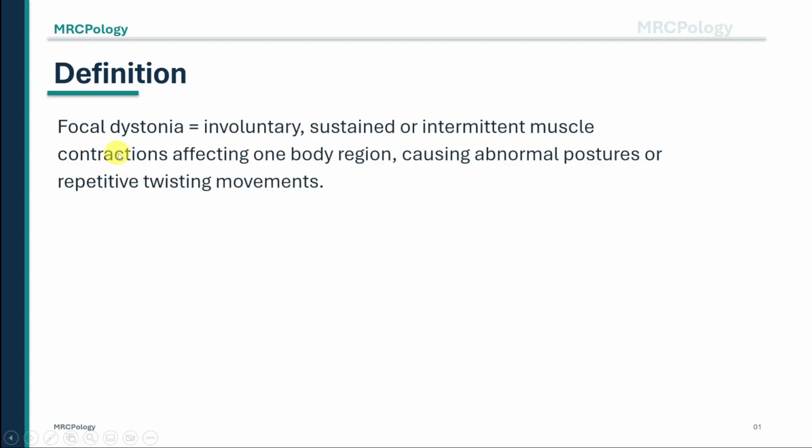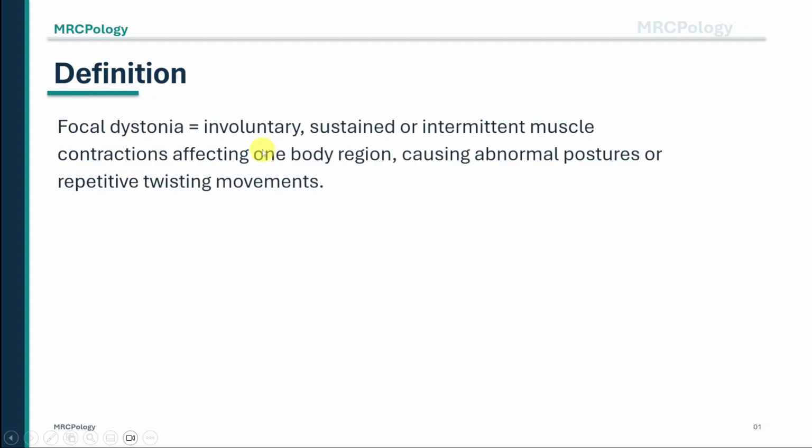Imagine a patient who says, "Doctor, every time I write for a few minutes, my hand starts twisting and I grip the pen too tightly." Or another patient whose neck repeatedly pulls to one side, especially when they are tired, stressed, or trying to concentrate. These are typical clinical scenarios where focal dystonia should come to mind.